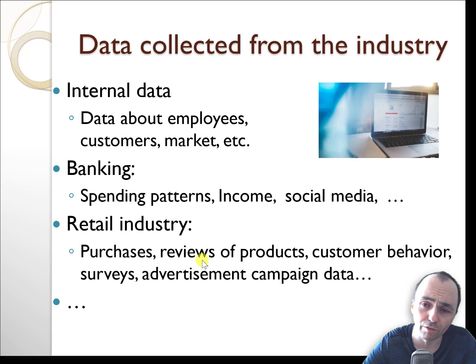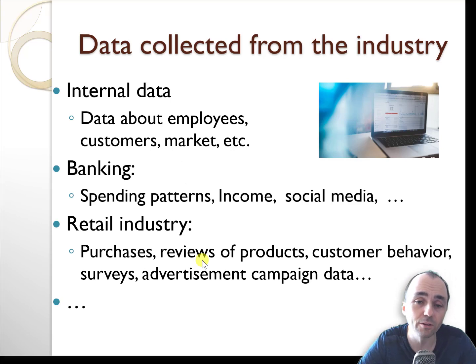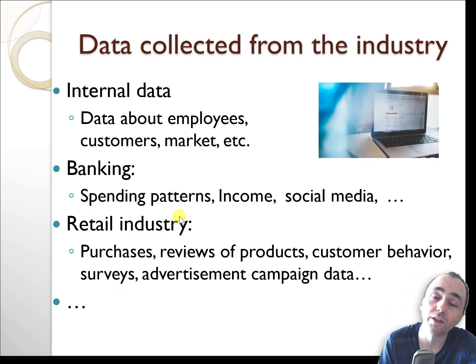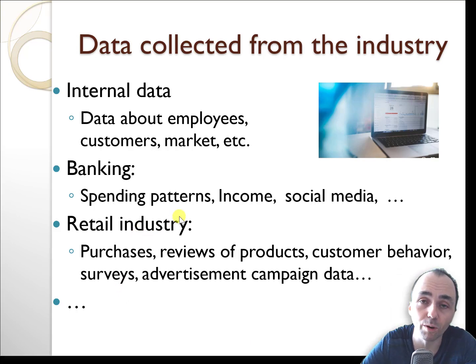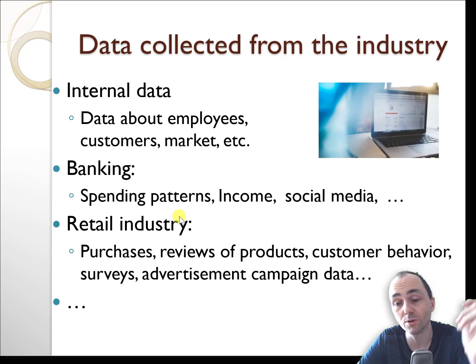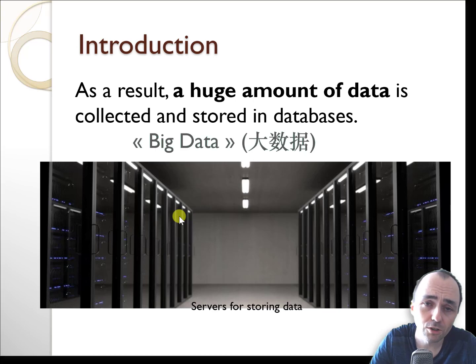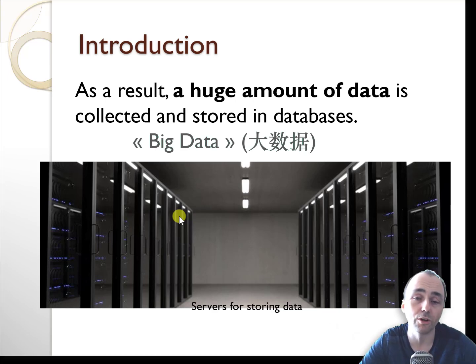We also have a lot of data from the industry, like data about employees, about customers, about the market. Data for banking, like how do people spend the money, their income, and so on. There's also data in the retail industry, like what do people buy, the reviews of products on a website like Amazon, and the behavior of customers. So this is just a brief introduction to tell you that nowadays we have so much data for individuals, for businesses, the government, and others.